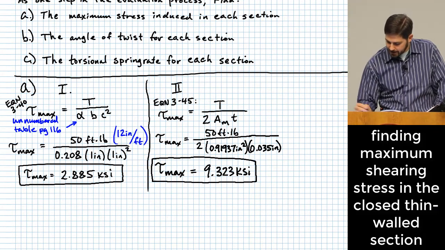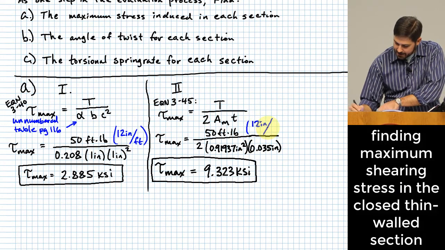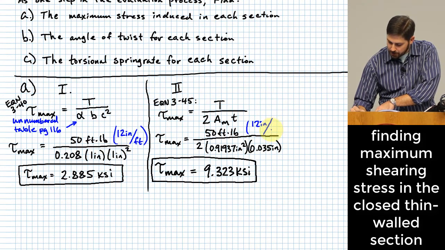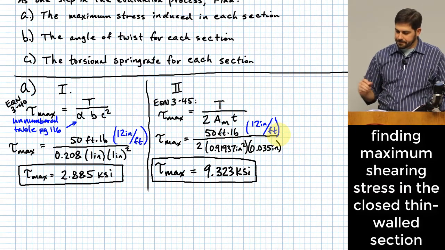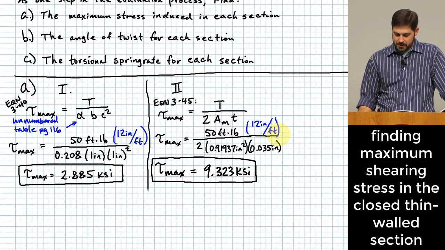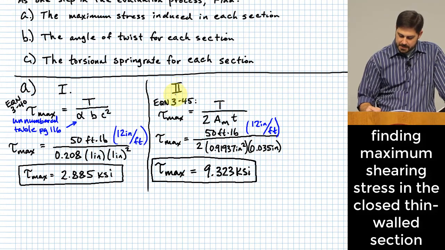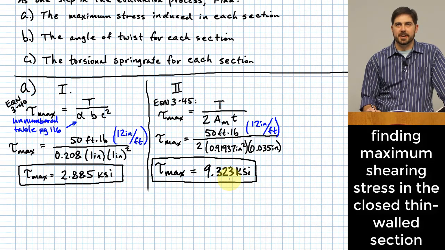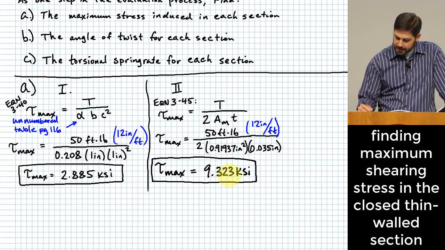Yeah, I have the answer down here. Probably is worthwhile mentioning that to get that number, we would want to put in a conversion here of 12 inches per foot. All right, so there's our solid square. It makes sense that our maximum stress would probably be a little bit larger if we don't have as much material helping to carry that torsional load, right? So that ends up being 9.323 KSI.